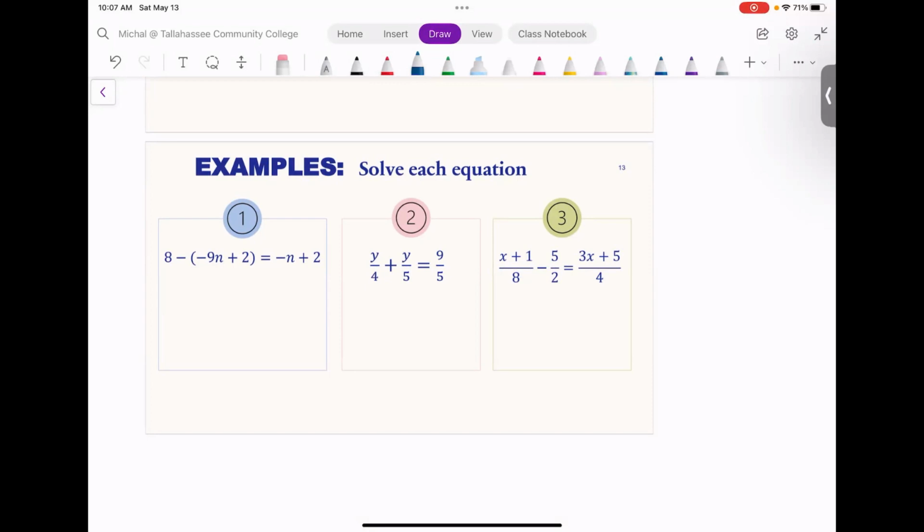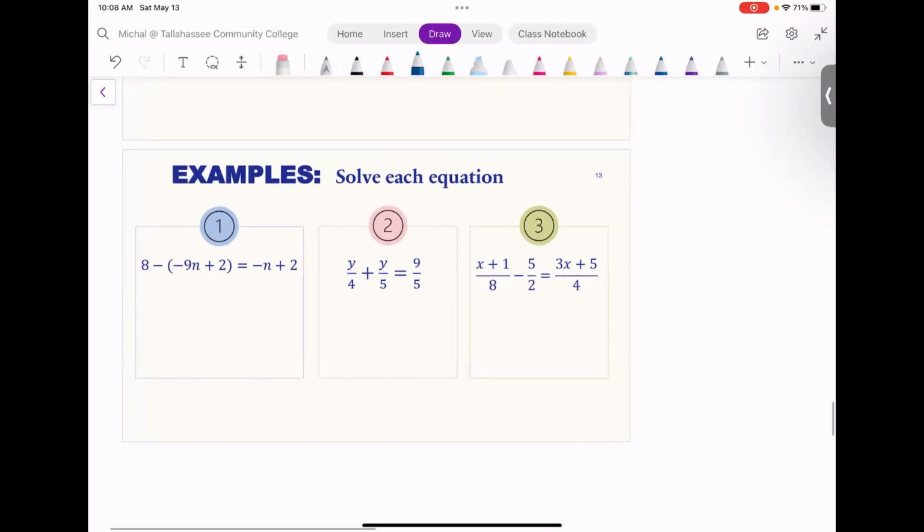In this example, we'll solve three different equations of varying complexity. In each expression, I'm going to take the following steps. I'm going to simplify the left and right side of the equal signs.